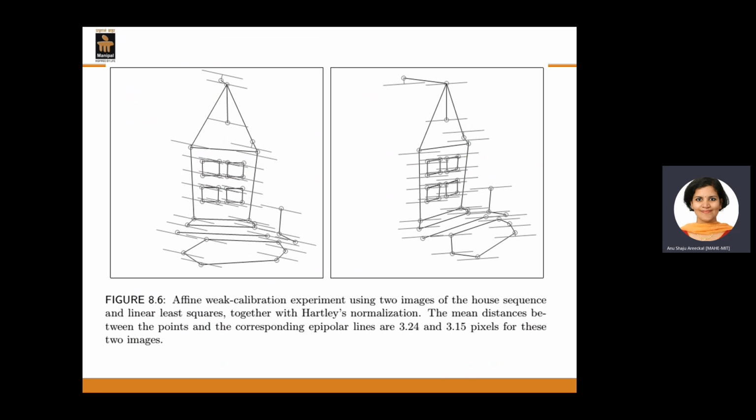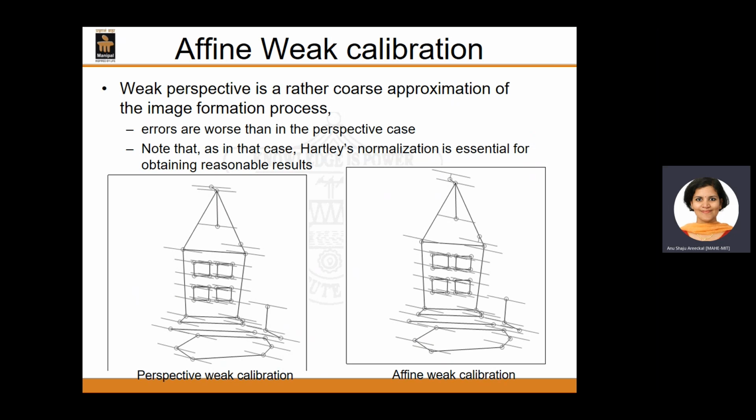Now, after doing that, the affine weak calibration looks somewhat like this. These are the results of using the least square approach along with Hartley's normalization. Okay, so if you compare this reconstruction, or the calibration, with that of the perspective model, in the case of the affine model, the 3D points have been reconstructed. All these circular regions that you see are the 3D points which have been reconstructed, and all these lines that you see, those parallel lines, are basically the epipolar lines, right?